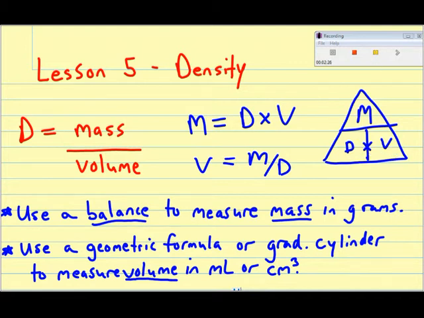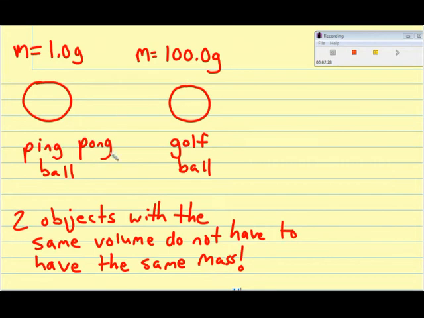Alright, let's move on. Just some other notes about density before we do a sample calculation at the end. If we have 2 objects the same size, a ping pong ball and a golf ball, they have the same volume. Just because they have the same volume does not mean they have the same mass. A ping pong ball is hollow. If you put it on a scale, it only weighs maybe a gram. I'm just estimating. A golf ball is filled solid with matter, and it might weigh as much as 100 grams, maybe even more.